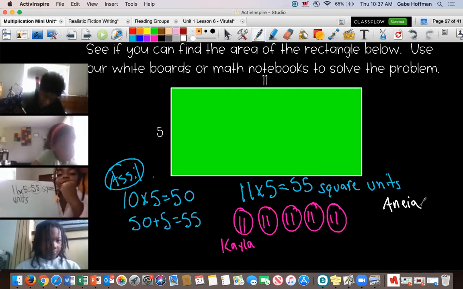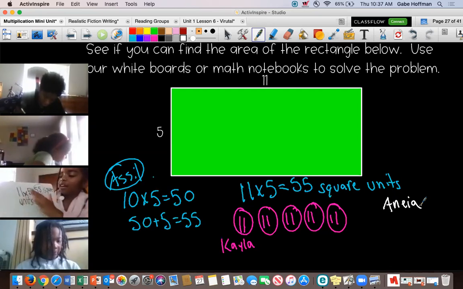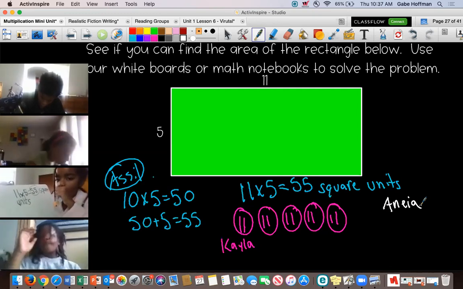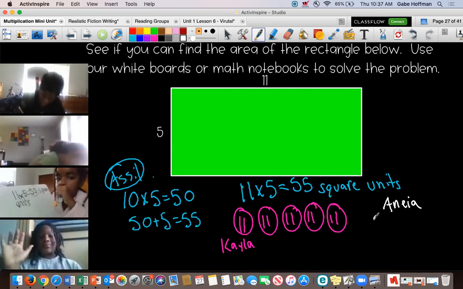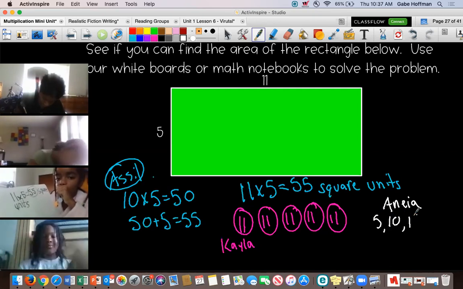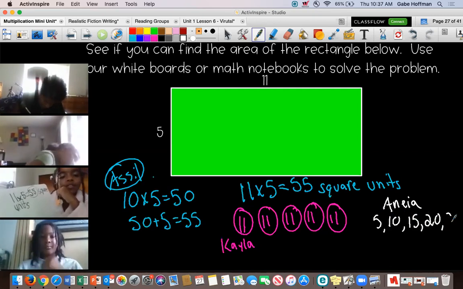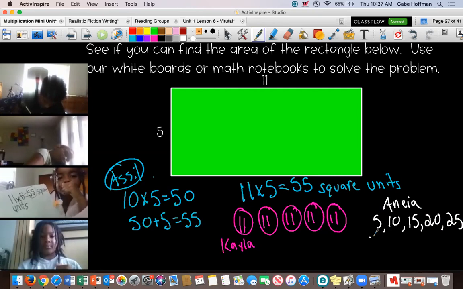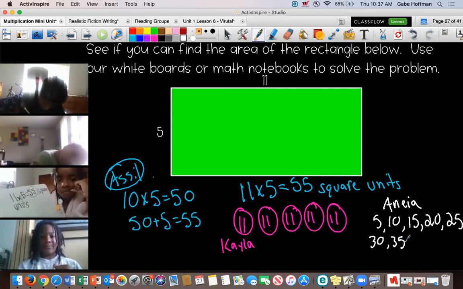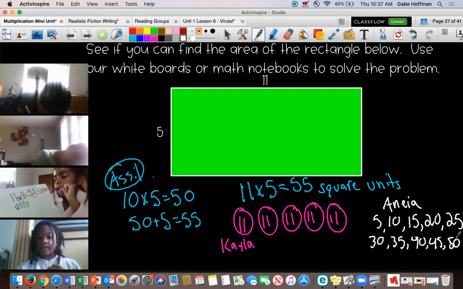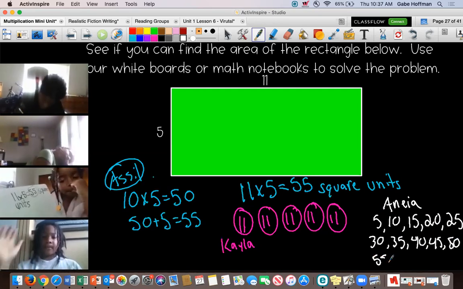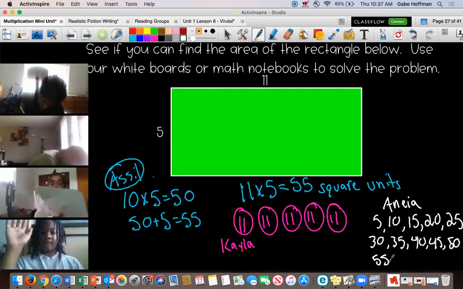So I counted by 5 until I got to 11, and I got 55, and I wrote square units for it. Okay, so Ania just counted by 5, so she got 11 fives. So 5, 10, 15, 20, 25, 30, 35, 40, 45, 50, and then 55 is the 11th one, so you got 55. So 55 square units is that answer.